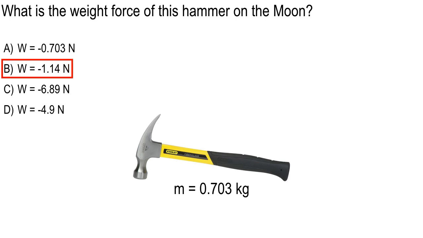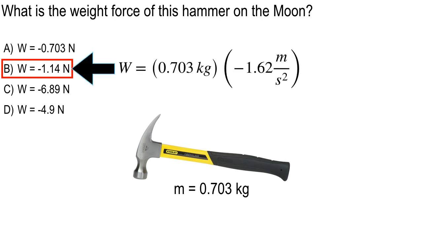Most of you got this one right. A few of you got blazed up on this one. If you bloop this one up, here's the calculation. It's just W equals mg. And so the mass of the hammer is 0.703 kilograms, and g on the moon is kind of wimpy, negative 1.62 meters per second squared. And kilogram meters per second squared, that's a Newton.